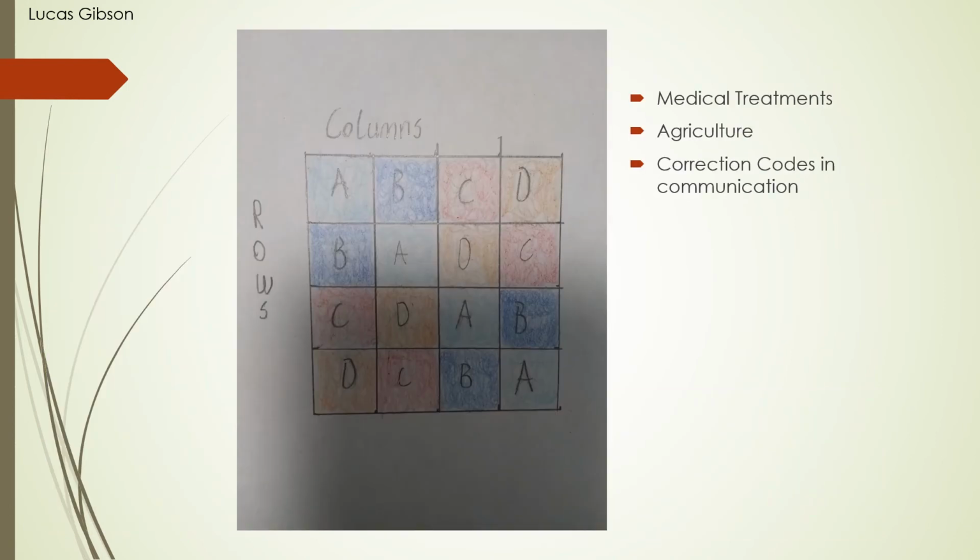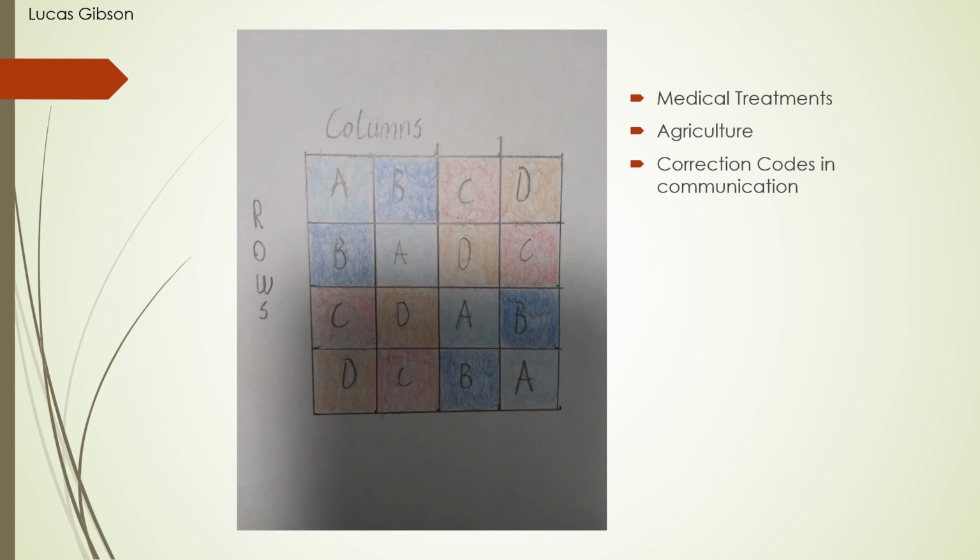Here are some examples where we might be using it. For medical treatments, if I'm doing a 3x3, I might just want to test the effect of ibuprofen versus Tylenol, or Advil versus Tylenol and a placebo, or a 4x4, where you could use naproxen, morphine, fentanyl, and a placebo.